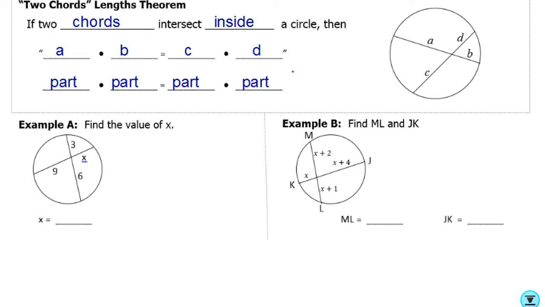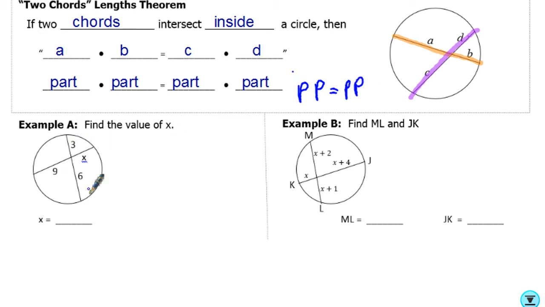So a good strategy is to take a highlighter or a pen, go over one chord, and say, okay, this chord is made up of A and B, so then do A times B. And then take the other chord, go over that, and say, all right, this one's made up of C and D, C times D. Another way that you can remember this formula, part times part equals part times part, is just to think of it as PP. PP equals PP.